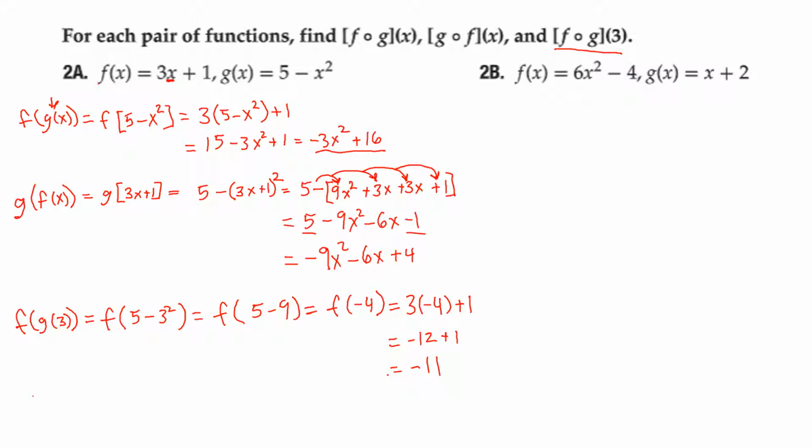So let's check. Negative 3x squared plus 16. Now, for x, we're putting in 3. So negative 3 times 3 squared plus 16. When I square 3, I'm going to end up with 9, and then negative 3 times 9 will give me negative 27 plus 16. And that will give me negative 11.